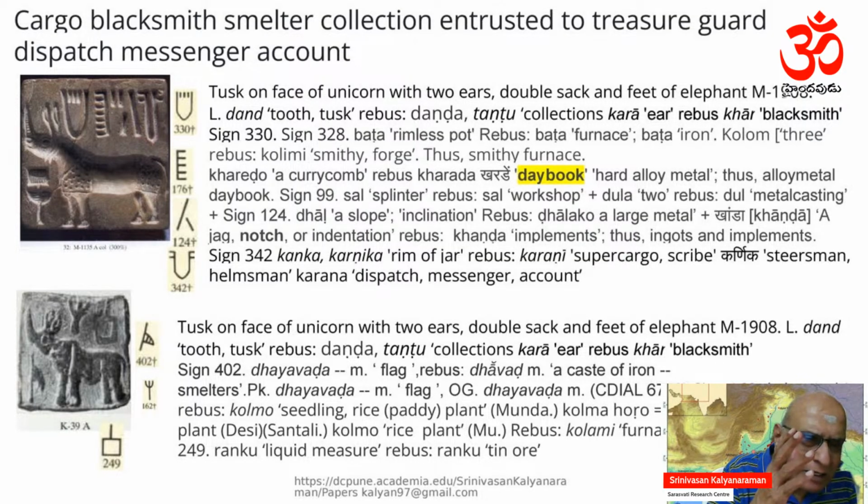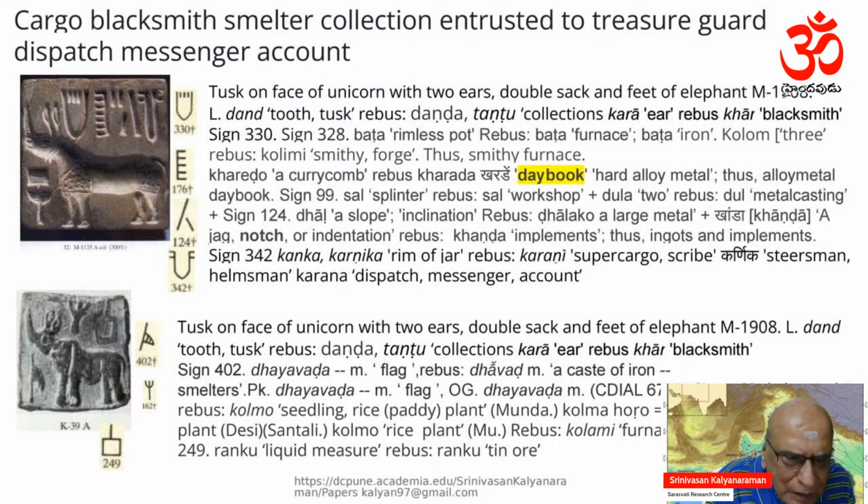Now, look at this. One horn on top of the nose of the unicorn, and 2 ears very clearly shown. There is some emphasis being sought to be given on the word Kara here. Karana. Smithy, tusk on the face of a unicorn, Dand, tooth, tusk, Danda, Dandu, collections. Kara ear, Kar blacksmith. Bata rimless pot, Bata furnace, Bata iron. Column 3, Kolimi, smithy forge. Karada. Then a slanted stroke with another slanted stroke. Sign 124, Dal slope, inclination, Dalako rolls metal, thus Kanda, a notch. Reverse Kanda implements, thus ingots and implements.